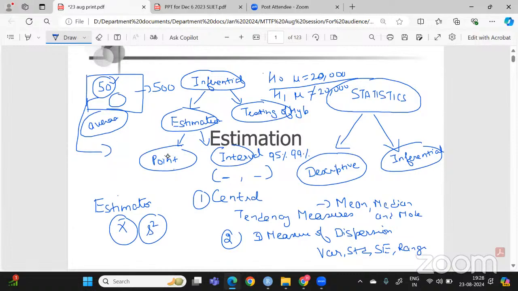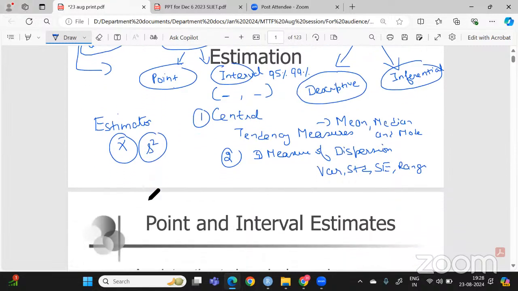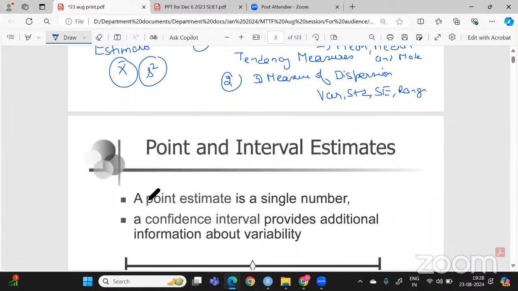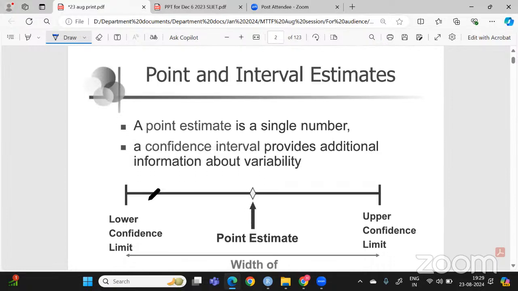I have already given you a brief on what estimation is and why we do estimation. If someone has any doubt till this stage, one can ask me, then I will start the topic. So no one has any doubt. Let me start with today's presentation.